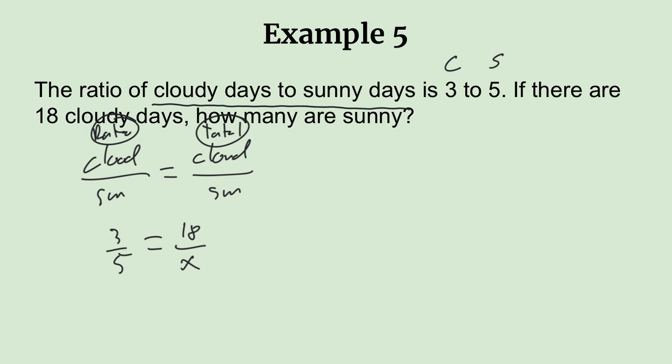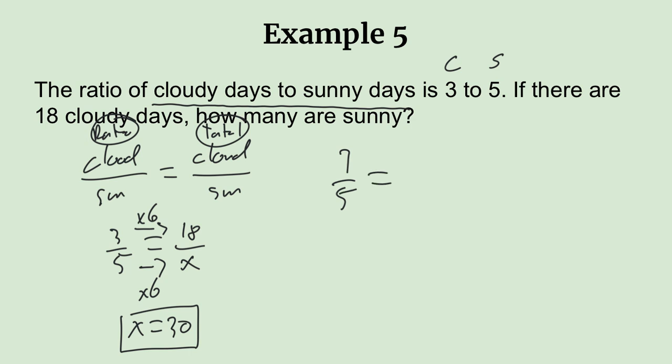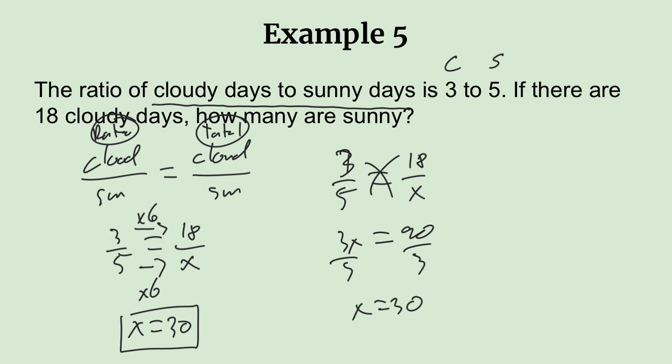Now, again, you can use any way you want to solve this. This one seems like it's going to be easiest again to just multiply straight across. 3 times 6 gets me 18. So then we'd multiply the bottom by 6 as well, which means x equals 30. If you cross multiplied, 3 over 5 equals 18 over x. Cross multiply, you get 3x equals 90. Divide both sides by 3, x equals 30 sunny days.